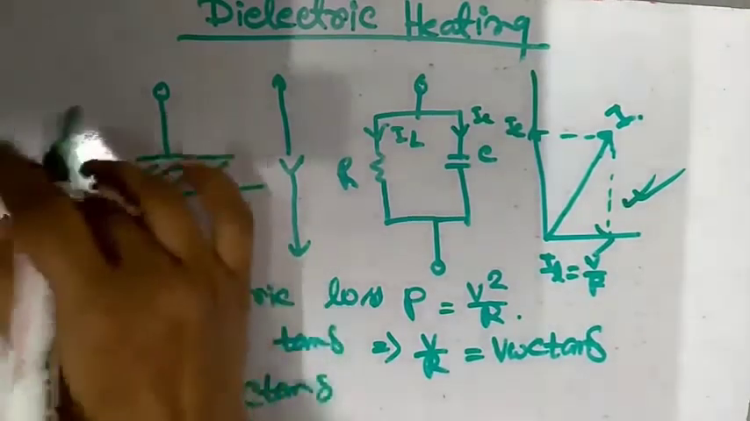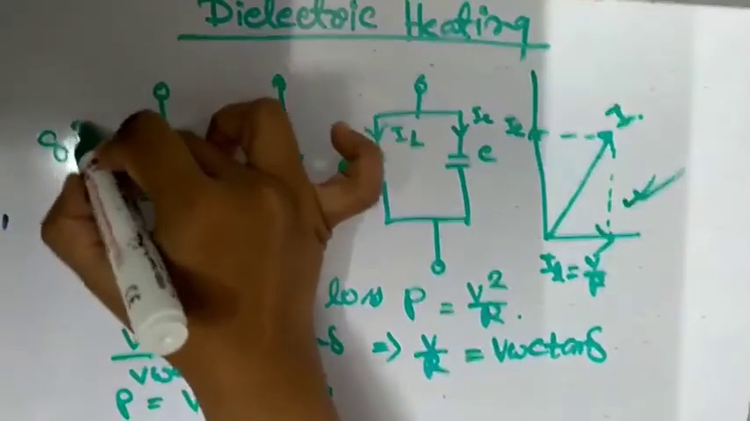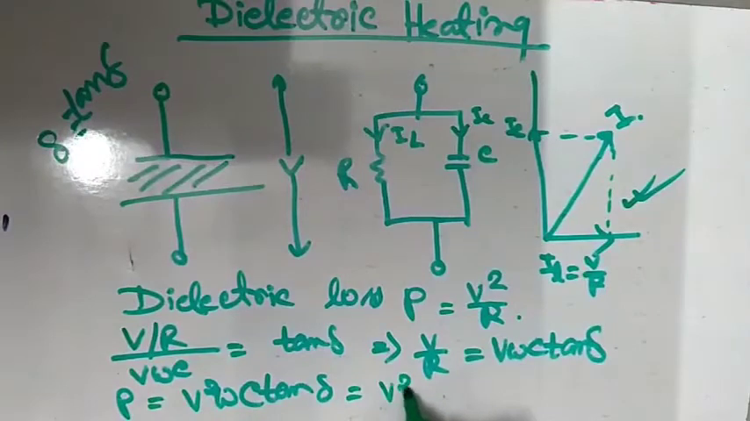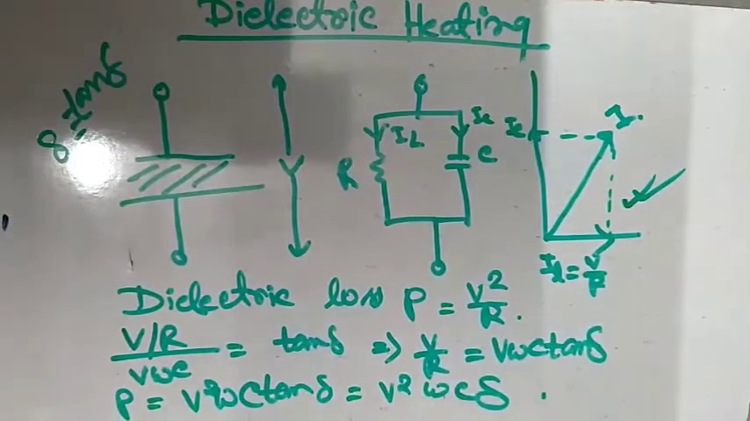Now, if delta is very small, then delta is equal to tan delta. So we can write this as V square omega C delta. This is equal to the dielectric loss, where delta, in radians, is known as the loss angle. And it is an indication of the state of the dielectric, whether it is healthy or unhealthy. The higher the value of delta, the less healthy is the state of the dielectric material.